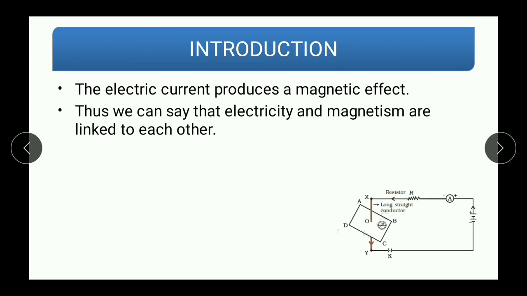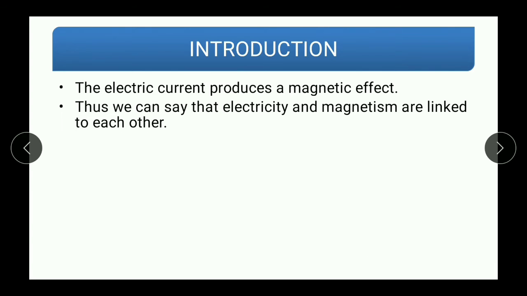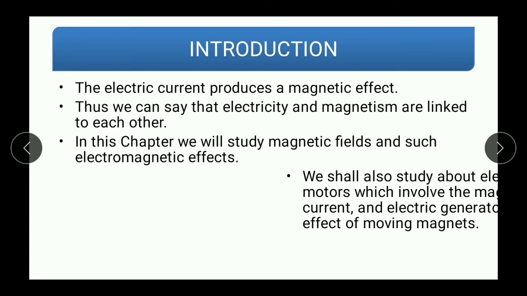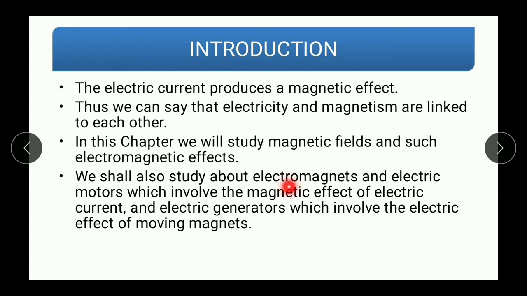So thus we can say that electricity and magnetism are linked to each other. The conclusion that we can draw from this experiment is that electricity and magnetism are somehow related to each other. Then in this chapter we will study these magnetic fields and such electromagnetic effects. We shall also study about electromagnets and electric motors, which involve magnetic effect of electric current, and electric generators, which involve the electric effect of moving magnets.